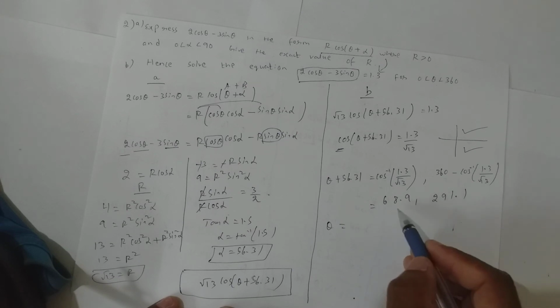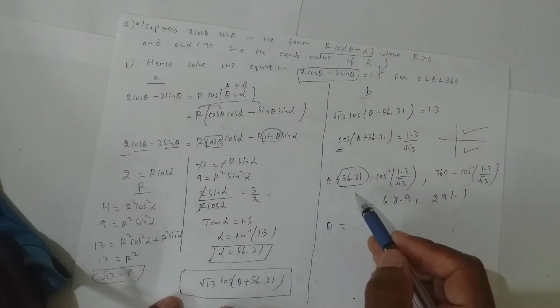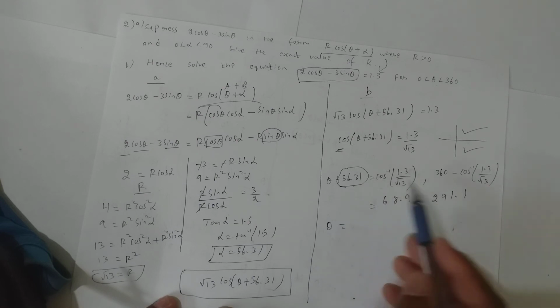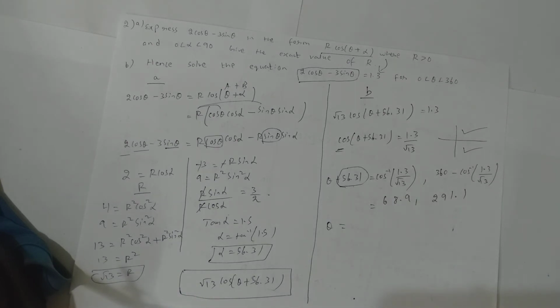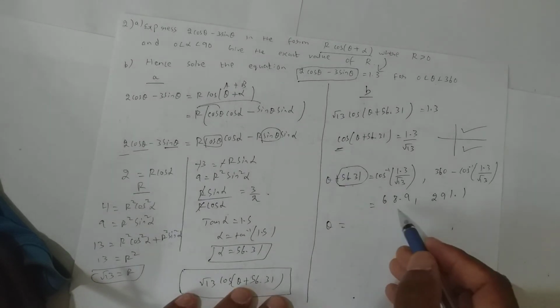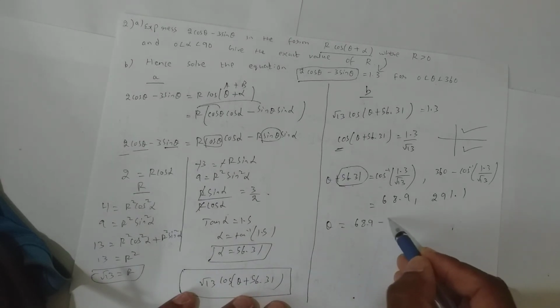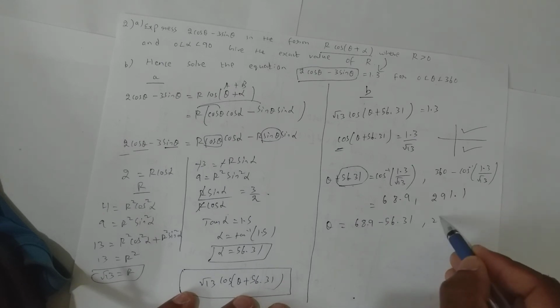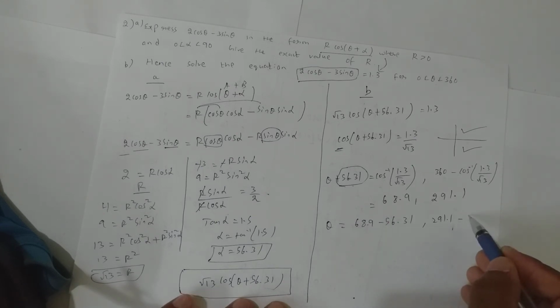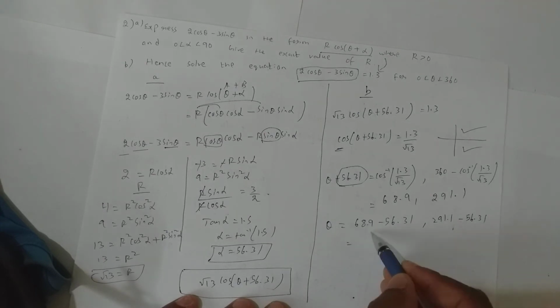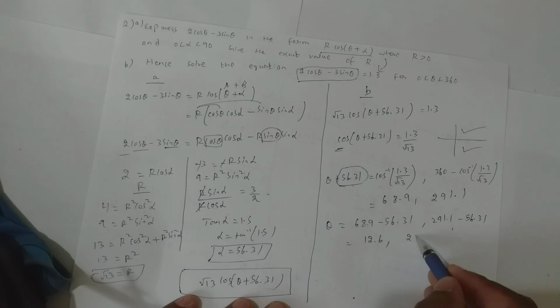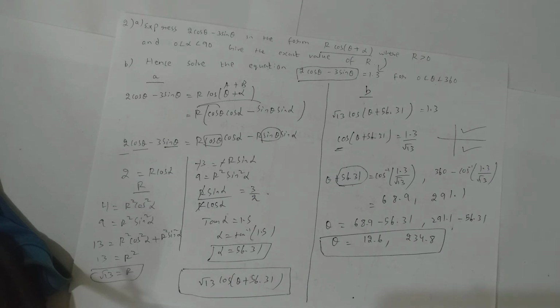To get the value of theta, these are theta plus 56.31. So to get the values of theta, you need to send 56.31 to the other side, or else subtract 56.31 from each. So it becomes 68.9 minus 56.31, or else 291.1 minus 56.31. So this you get 12.6 and this one you get 234.8. These are the two values of theta which you got. Our second bit is done. Am I clear with these kind of sums? Thank you.